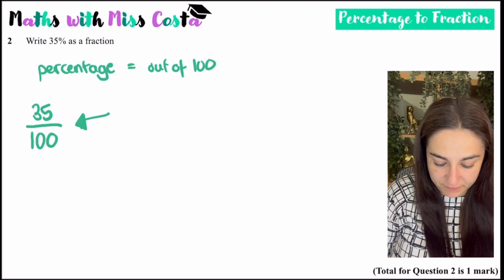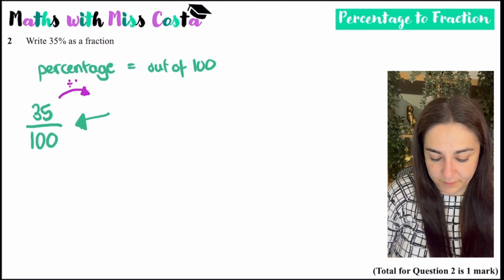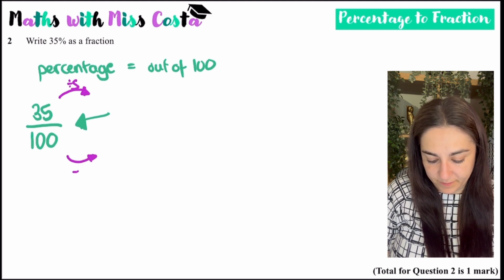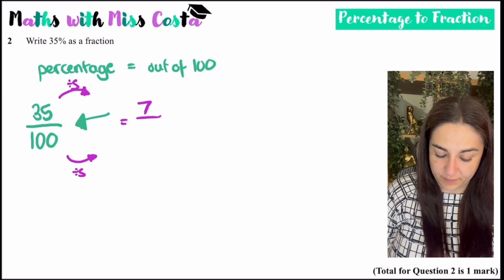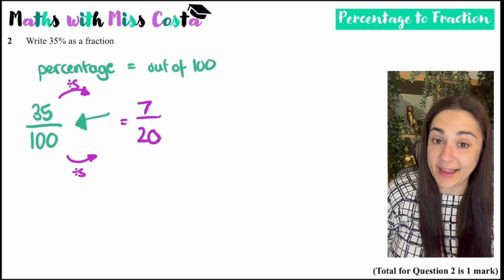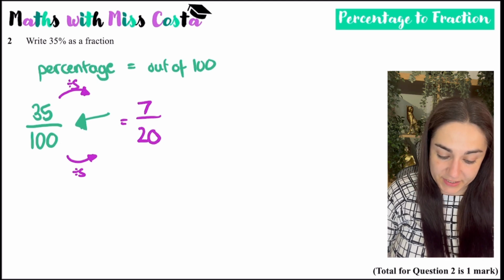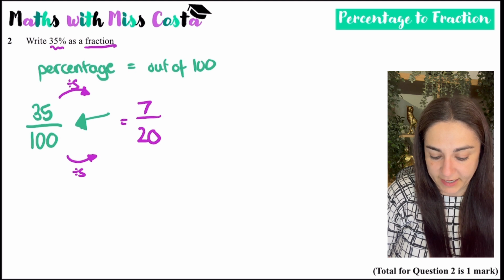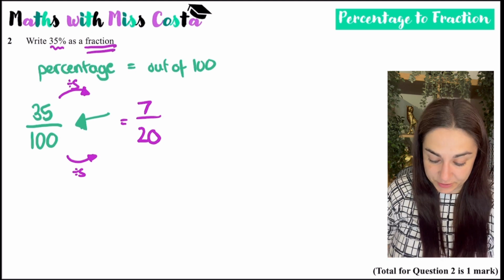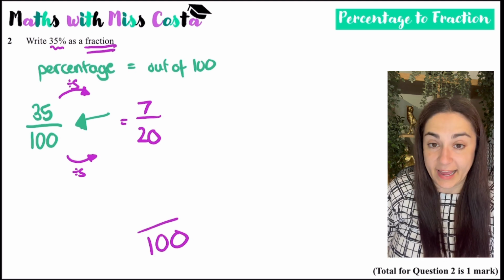If I were to simplify it, I would start by dividing by 5. So I know that 35 divided by 5 is 7, and 100 divided by 5 is 20. So you can simplify it, but you're not required to. It's just saying write 35% as a fraction. And to turn any percentage into a fraction, you just write it out of 100.